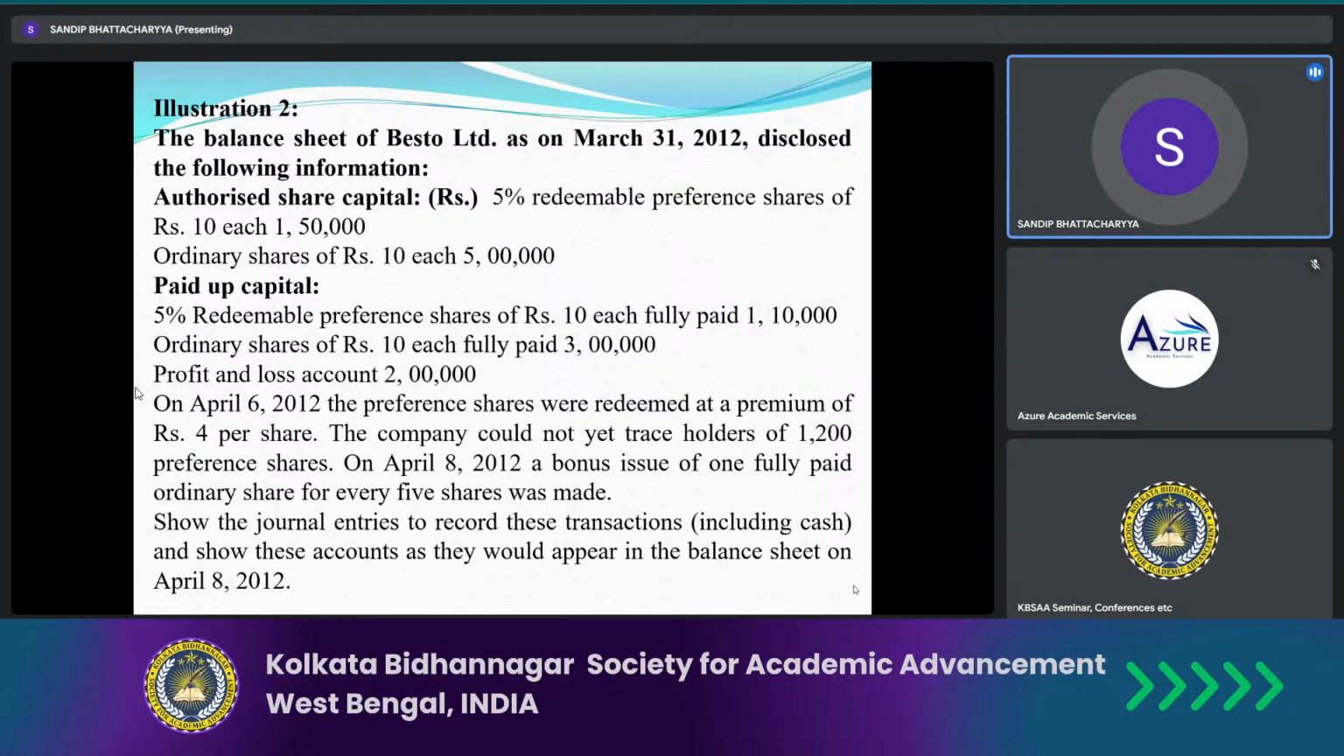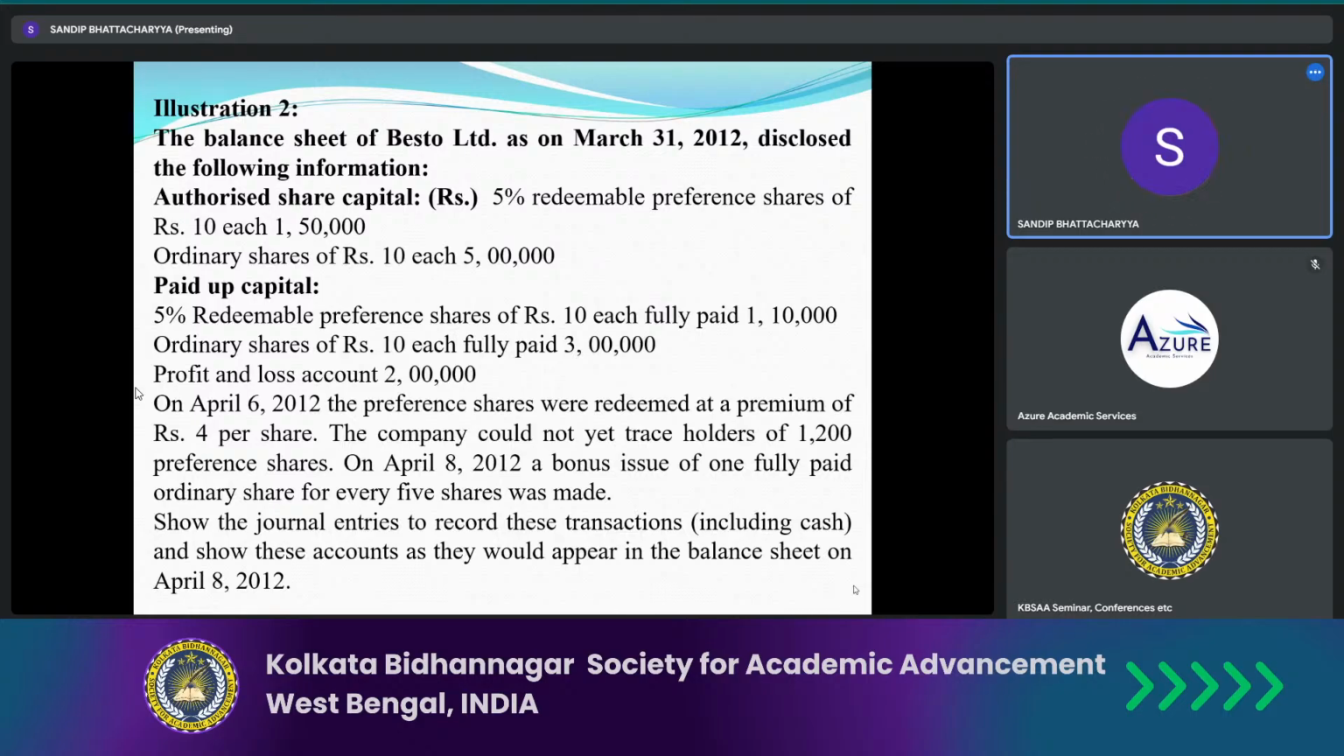The preference shares were redeemed at a premium of rupees 4 per share. Now, what is the difference between the first and second illustration? The preference shares are redeemed at a premium of rupees 4 per share. What is the face value? Sir, face value is rupees 10. That means a 40% premium. That means preference shares are going to be redeemed at a 40% premium.